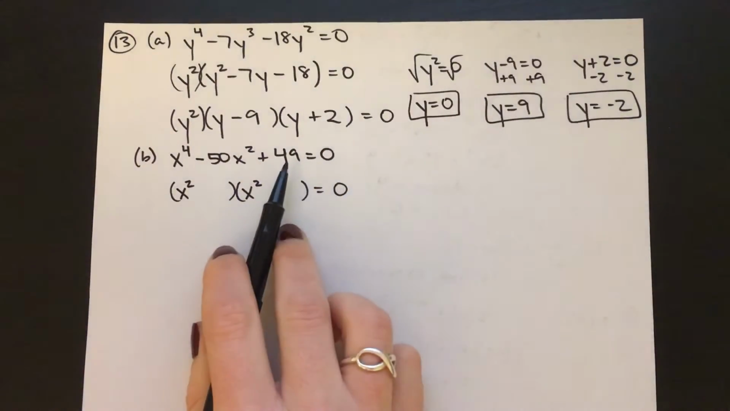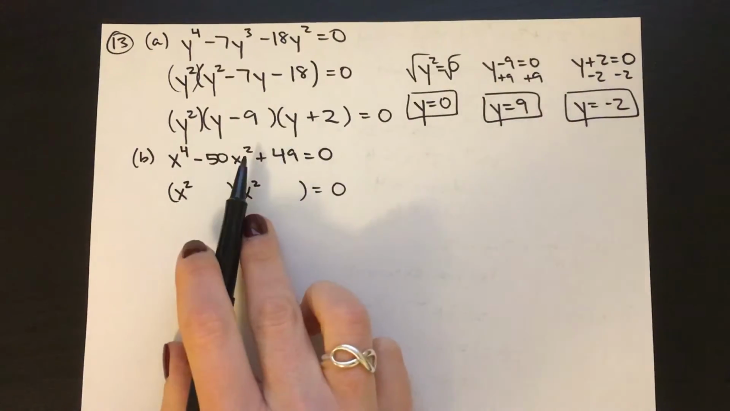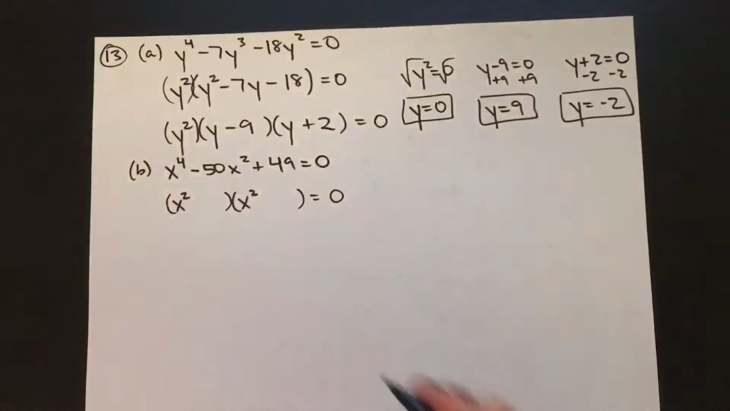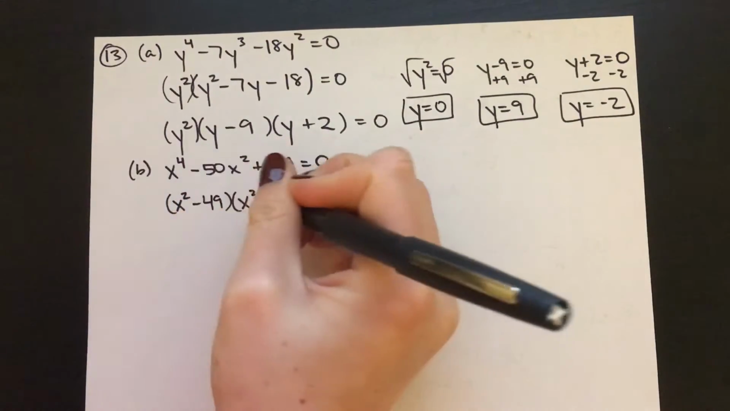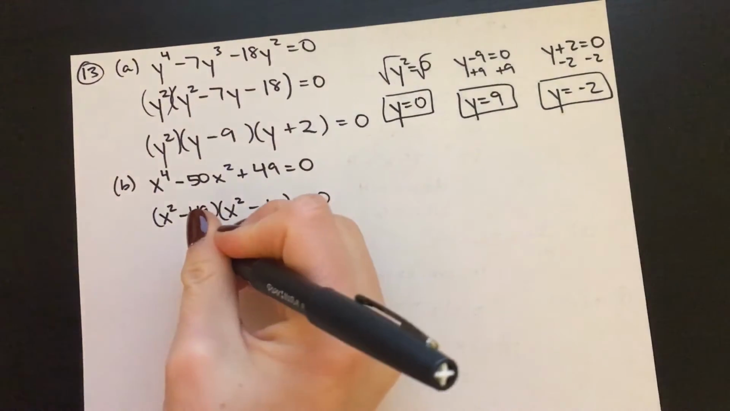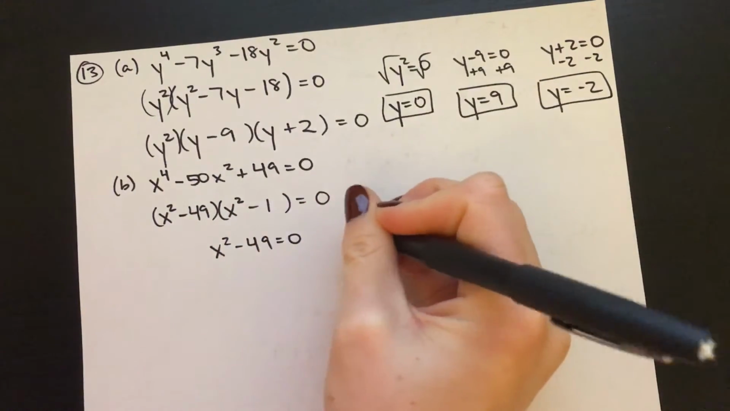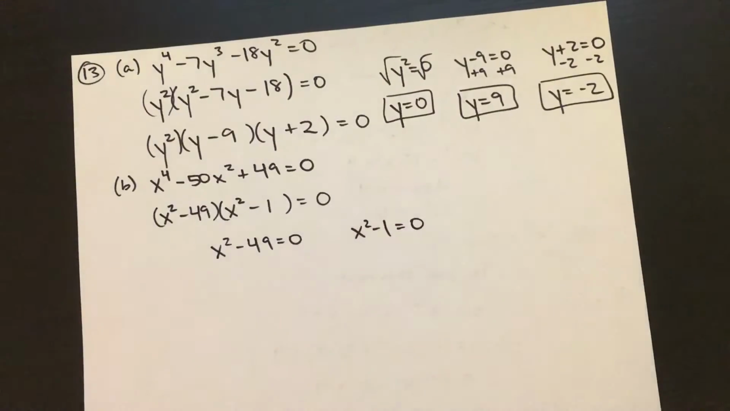Okay, and then for my empty spots right here, I'm trying to multiply to positive 49 and then add up to negative 50. Okay, so that would be a negative 49 and a negative 1. If I multiply those numbers together, I get positive 49. If I add those numbers together, I get negative 50. Okay, so just like up above, I'm going to take each one of these terms and set them equal to 0 because this one actually did say to solve, not just factor.